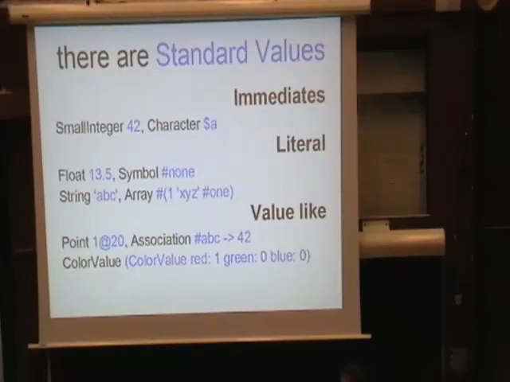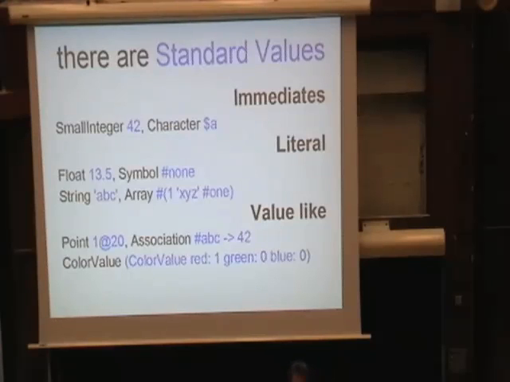You all know values. You use them every day. They're in the code. For example, these immediates, small integers, characters, are actually perfect values. You cannot distinguish them. You cannot make the point of, oh, is this this A character or this A character. It just doesn't make sense. It's all the same bit pattern in the machine. This is actually recognized by the compiler. It's hard-coded. So you write it in text, and the compiler will give you that number or the character.